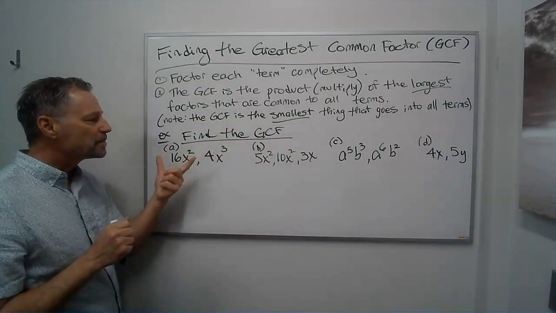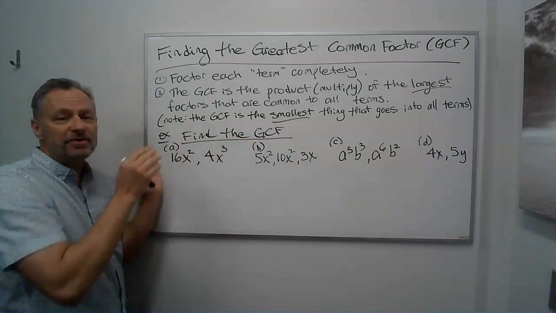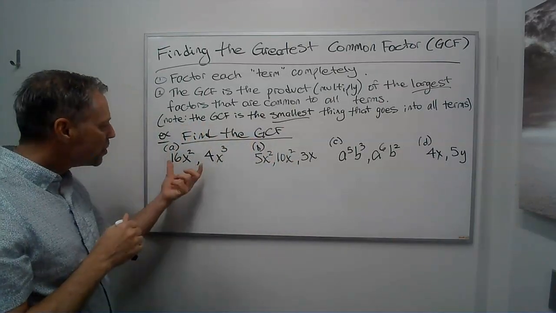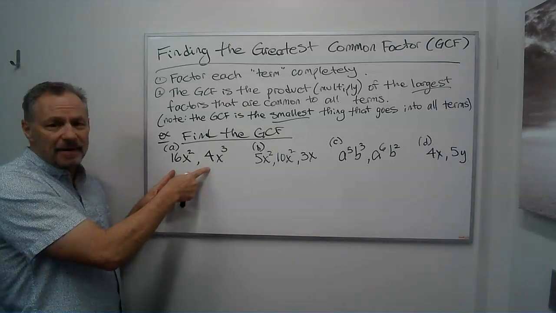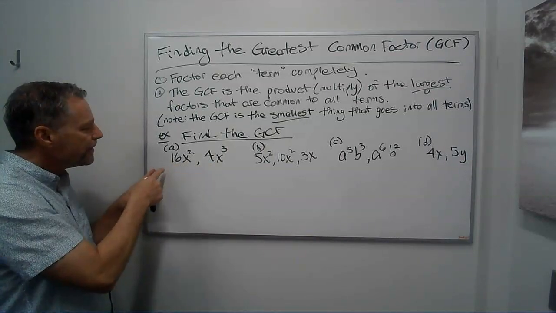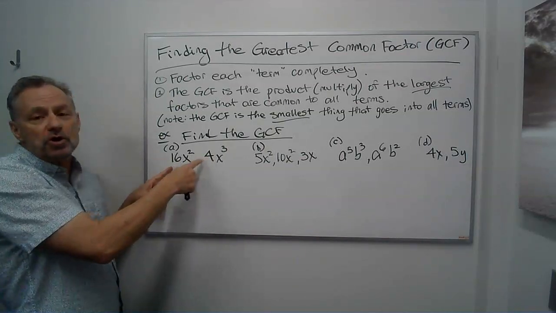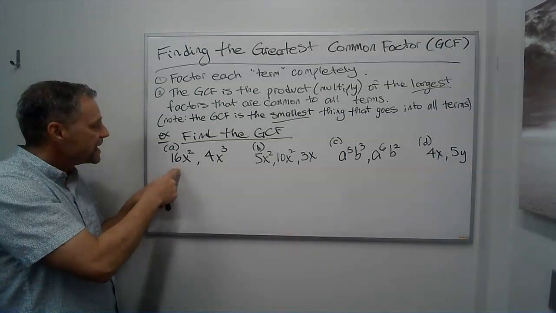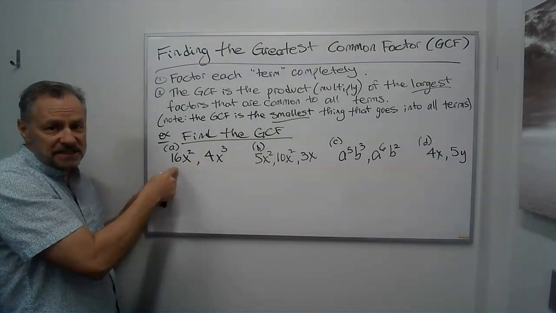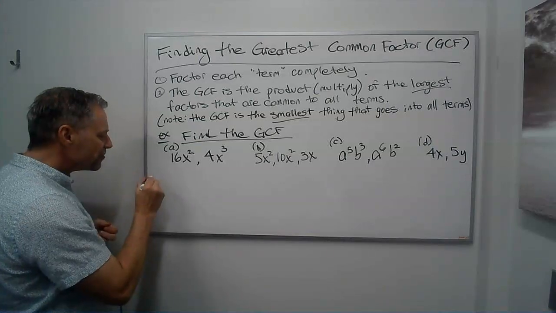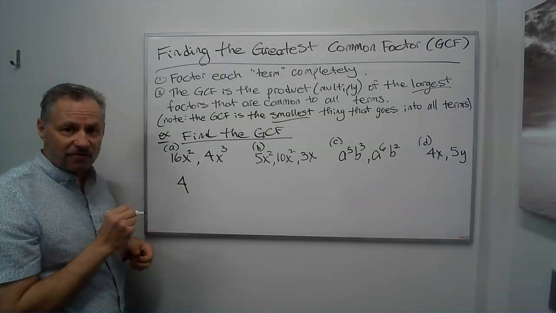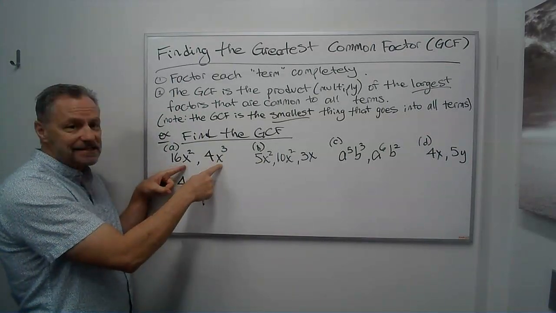Okay, so I've got 4 problems. I just want to find the GCF of each one. So I look at my numbers first, the 16 and the 4. And you may see that 4 goes into both 16 and 4. And you're right, and that's the largest thing that goes into 16 and 4. 4 goes into both of them. So for my GCF, I'm going to get a 4, and then I look at the x's.